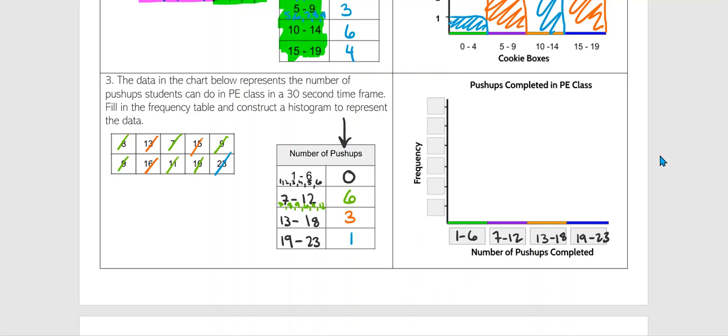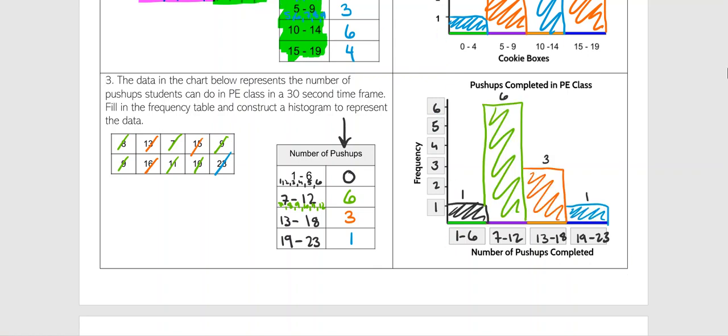All right, so go ahead and check your work here. We have 0 numbers between 1 and 6, 6 values from 7 to 12, 3 values from 13 to 18, and 1 value from 19 to 23. So now if I want to fill in my frequencies on that y-axis, we're going to go from 1 all the way up until we get to 6, because that's the highest that we have. Now pause the video and draw your histogram. Alright, so we've made each bar the height of the frequency. The bars are touching, we've got our intervals and our frequencies here, and we are good to go.